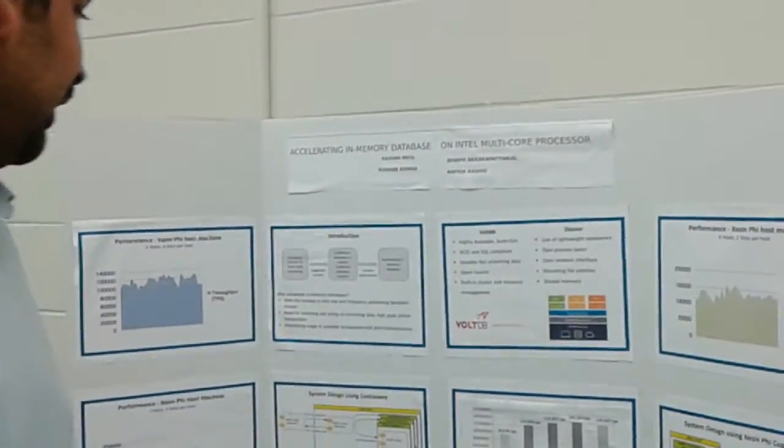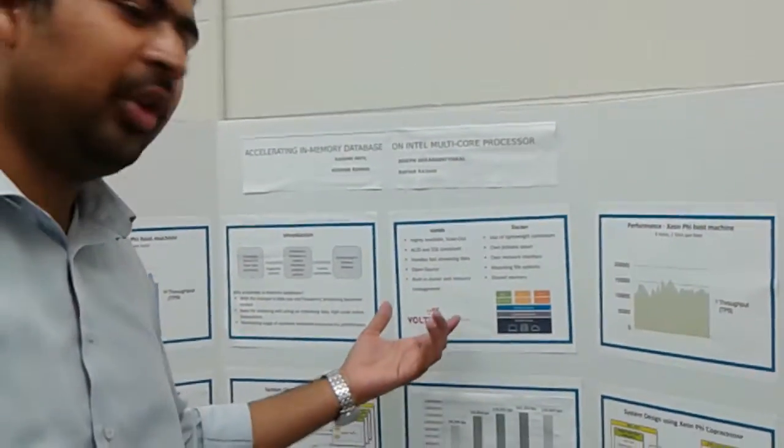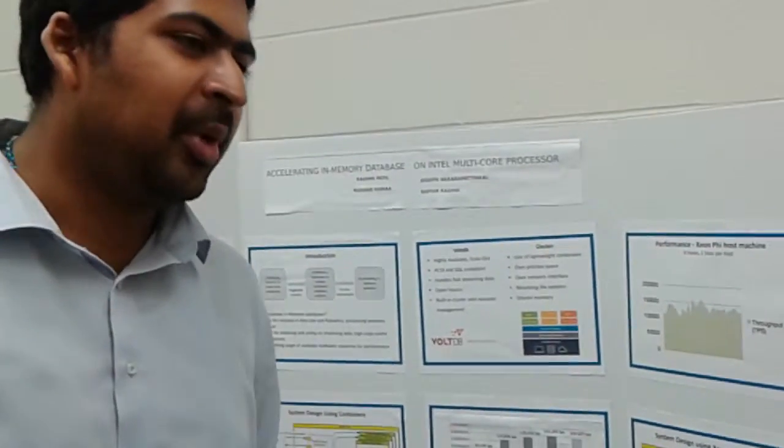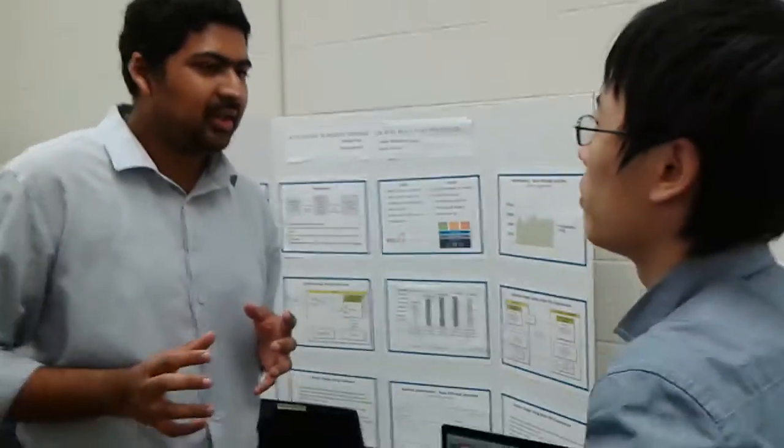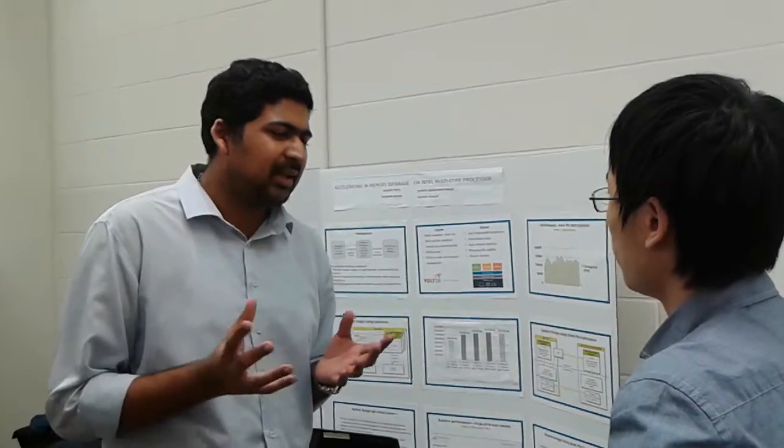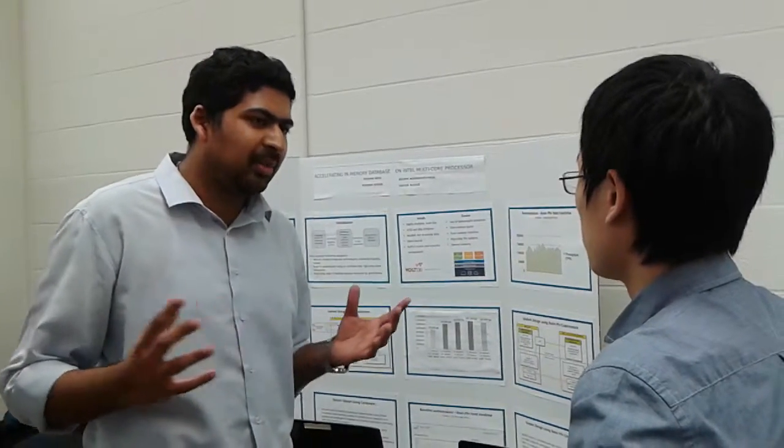Basically, we are trying to implement VoltDB. VoltDB is an in-memory database. Traditionally, databases store the data on disk, so when you write to or read from the disk, that makes the transaction process slower. In the current world, you have a large amount of data.